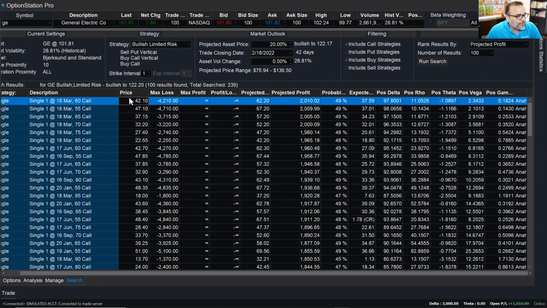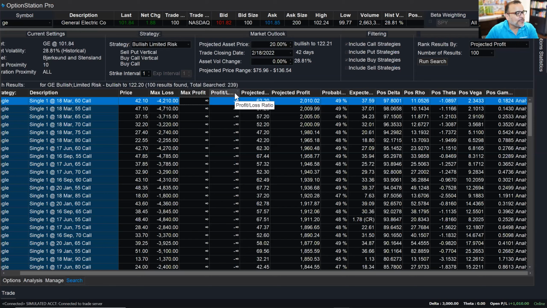All right, so the price is $42.10. That's from the chain. Of course, that gives you a maximum loss of $4,210. That's only if you're trading one single contract. So that's another thing, which gives you leverage over 100 shares. It's going to cost you $4,200. I mean, that's a big chunk of money. Of course, the maximum profit is infinity.